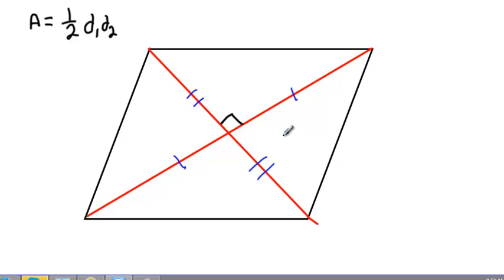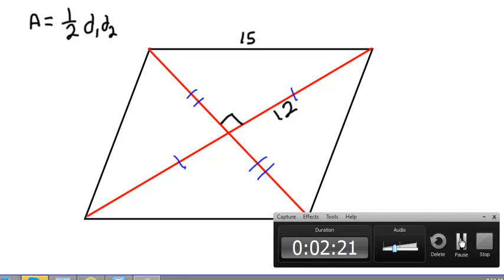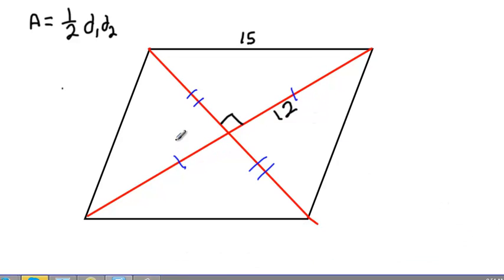So now let's take the example that they gave in the book, and they said that this was 15 and that this in here was 12. Since we know that this line segment is congruent to this line segment, that tells us that this diagonal, or this, is also 12. But we don't have this yet, right?